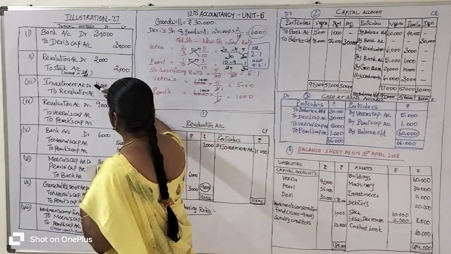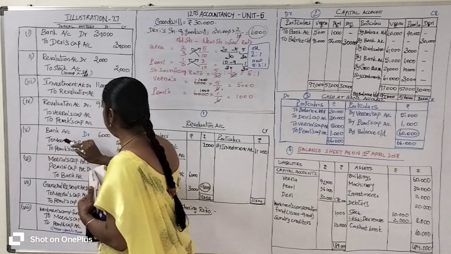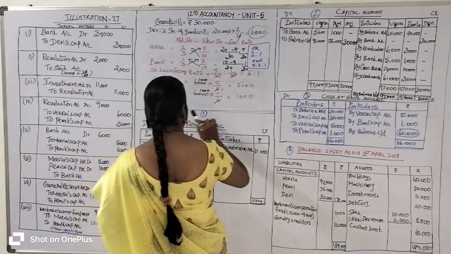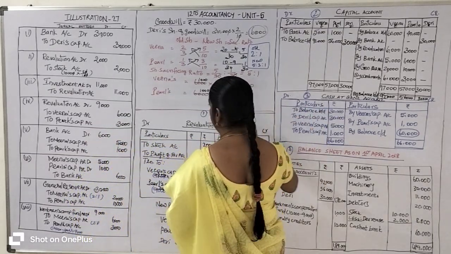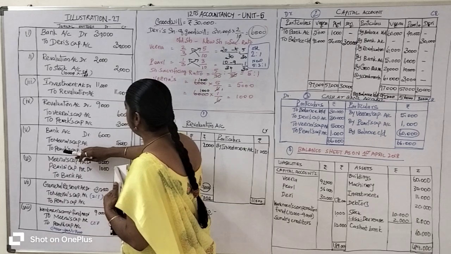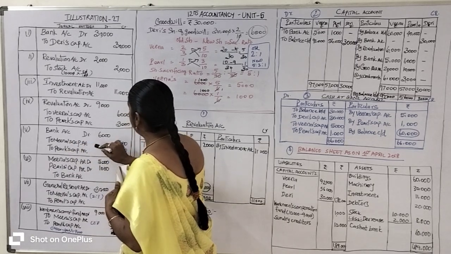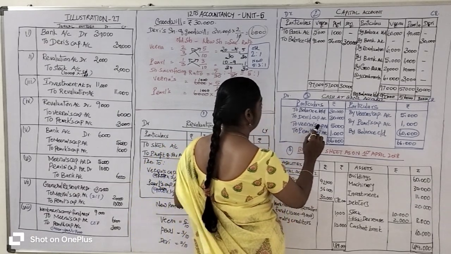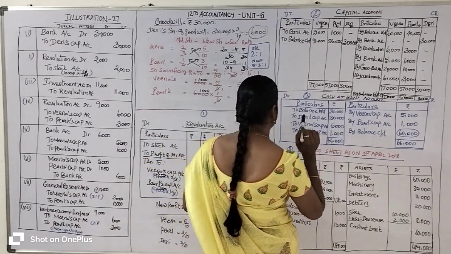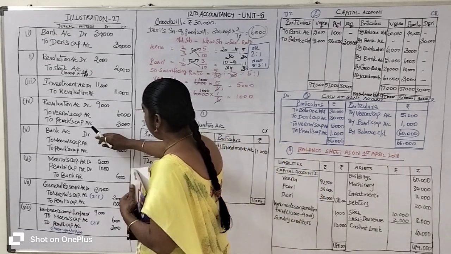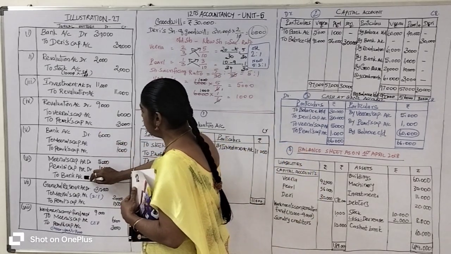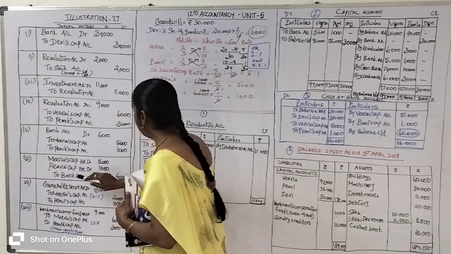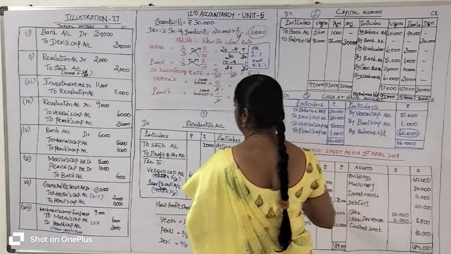Where is the bank account? Here in the fifth transaction we have the bank account. It is on the debtor side. So you go to the debtor side of the cash at bank, you are going to write the opposite account: to Veena's capital account 5,000 rupees, to Pearl's capital account 1,000 rupees. We entered Veena's capital account 5,000, to Pearl's capital account 1,000 rupees entered. Then where is the bank account? Search here. In the sixth transaction we have the bank account. It is on the credit side. So you go to the credit side of the bank account.